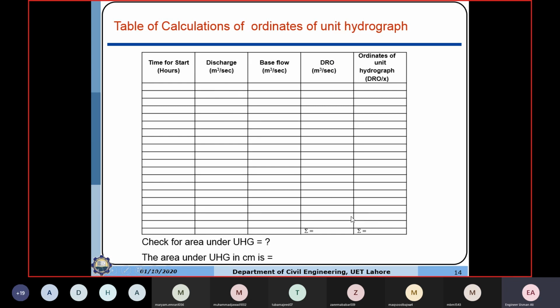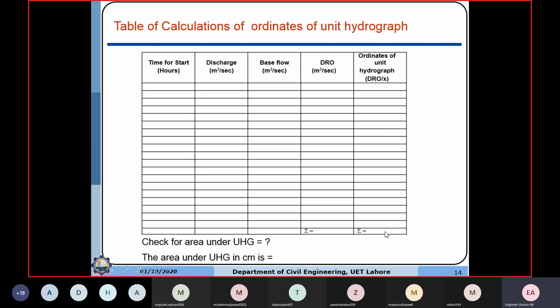You will sum the DRO ordinates, multiply by delta T, that is 6 hour, multiplied by 3600, that will be the volume of DRO, divided by the area of the watershed, and you will get X. Then DRO column 4 divided by X will give the ordinates of the unit hydrograph. So you will plot column number 5 with time, and column number 4 with time on one graph. So you will get the DRO hydrograph, and under that you will get the unit hydrograph.